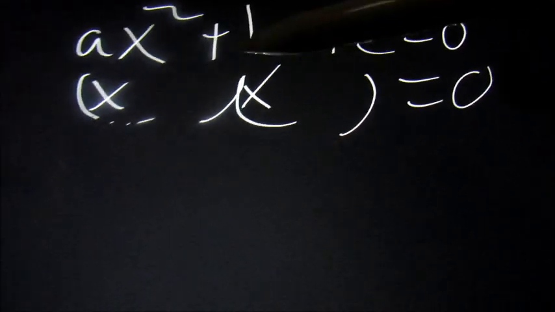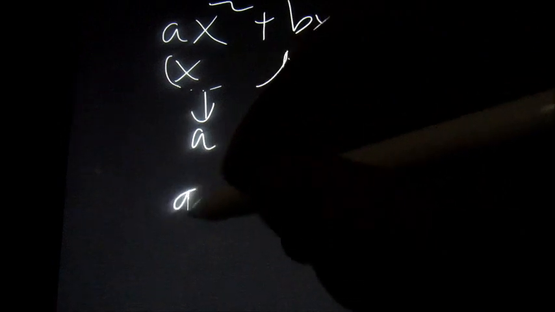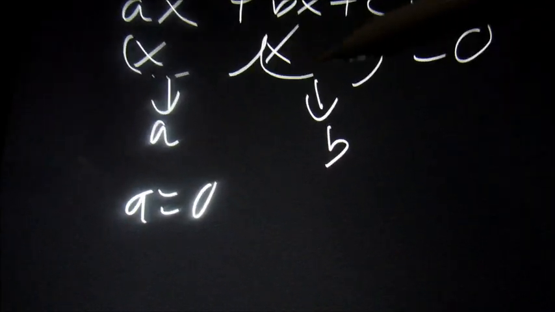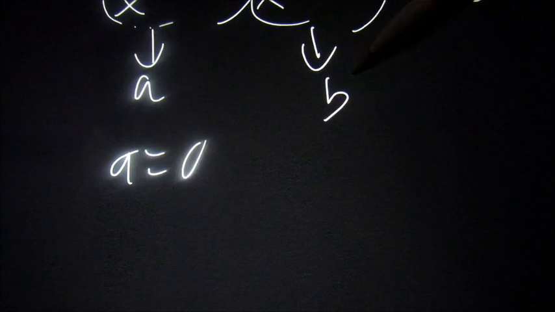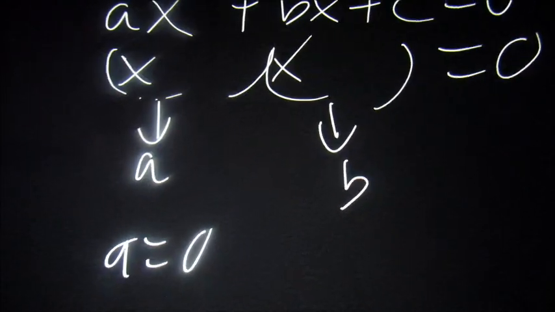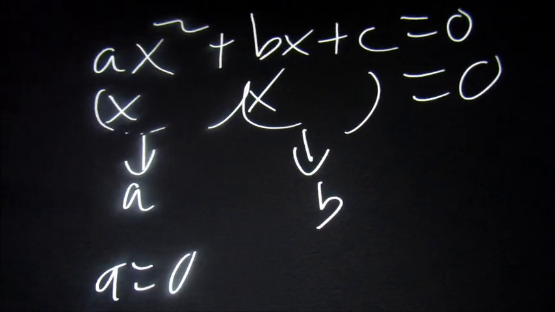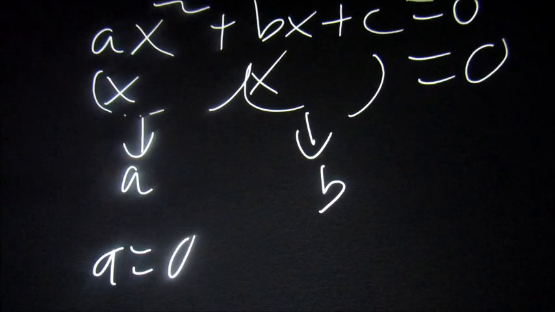Let's say this binomial is A and this binomial is B. If A equals 0, then 0 times B equals 0. If B equals 0, then A times B equals 0, and this would be right. Or if both of them equal 0. So what we're going to do is, after we factor everything, we're going to set everything to 0.